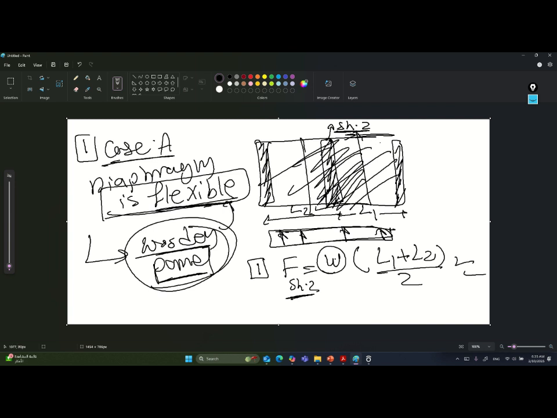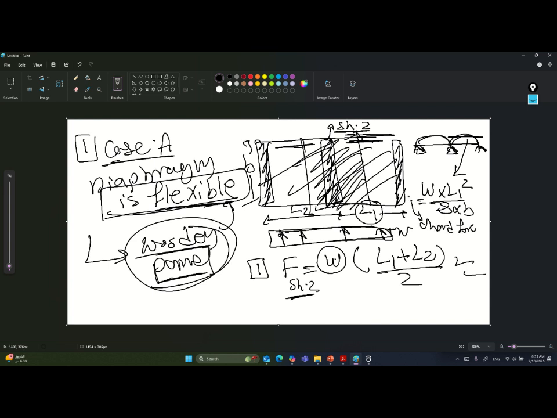Another important point: if you want to calculate the chord force here or there, the moment will be something like this. It will act as a simple beam, because it is flexible. So if he wants you to calculate the forces here, then as we know it will be W multiplied by L1 squared divided by 8, and then divided by my width B, so I will have my chord force. Okay, that is the idea of being flexible.